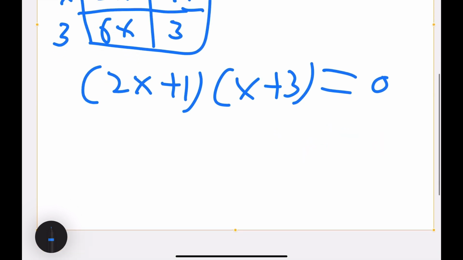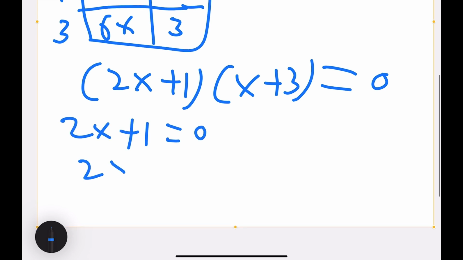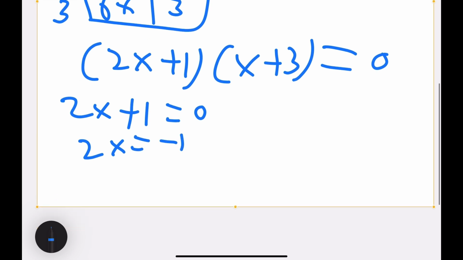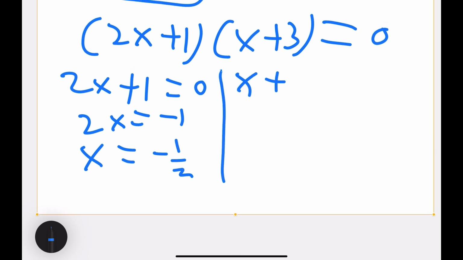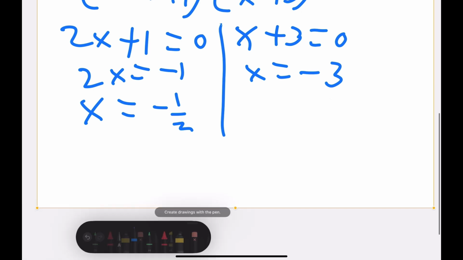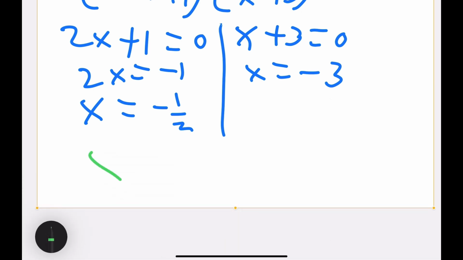So now we can solve the equation. So we know that 2x plus 1 is equal to 0. So 2x is going to be equal to negative 1. So now we can divide each side by 2 to get x is equal to negative a half. So now let's do the other side. We know that x plus 3 is equal to 0. So if we minus 3 from both sides, we get that x is equal to negative 3. So we have two solutions again. So x is equal to negative a half, or x is equal to negative 3.